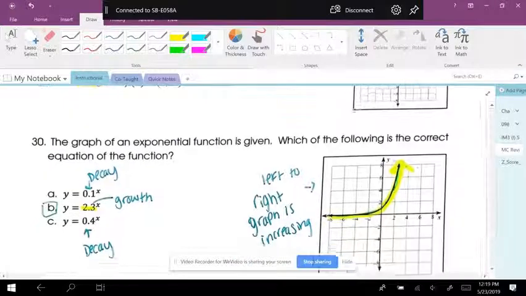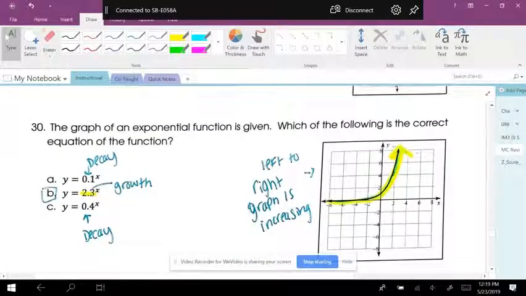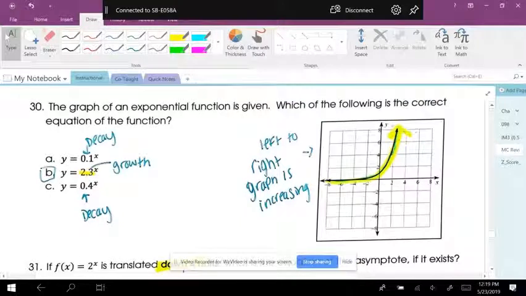Okay, 30. Now, if you didn't know how to do this one, you could get out your graphing calculator and type into y equals, and you would have gotten your answer. You wouldn't have had to do any kind of math. But remember, from left to right, it's growing, and this is the only one that is growing, which is B.